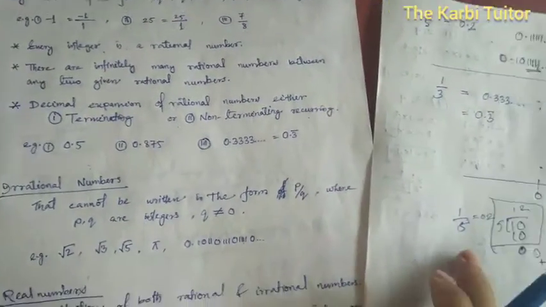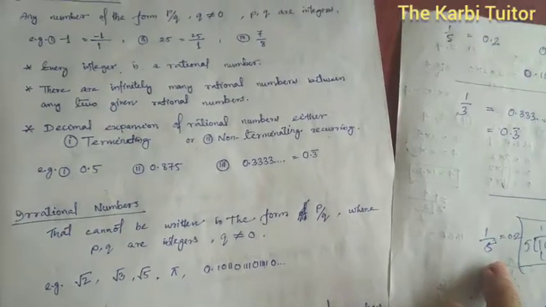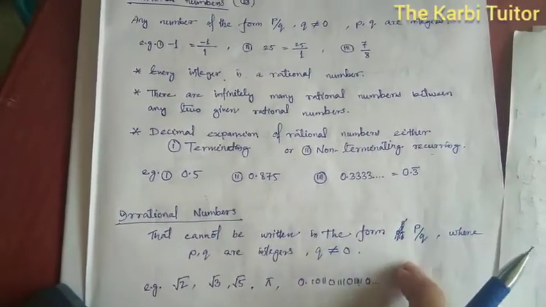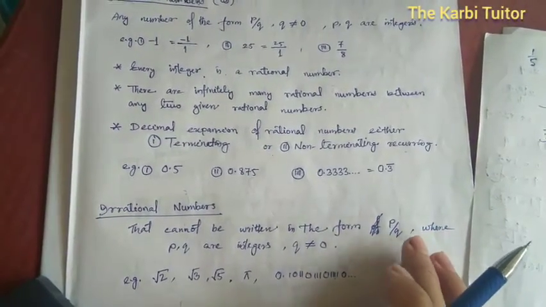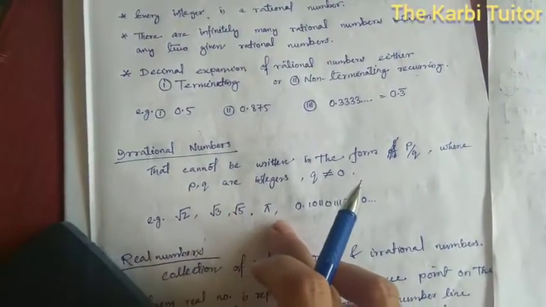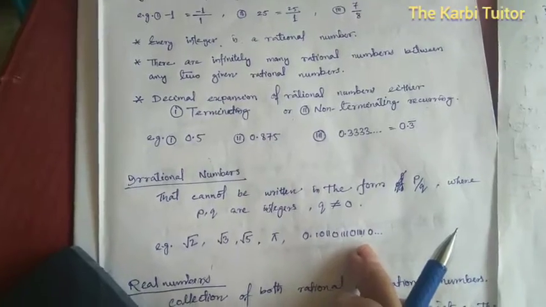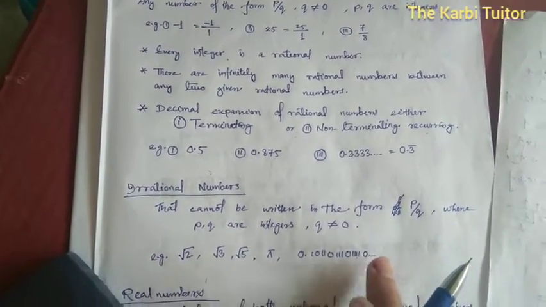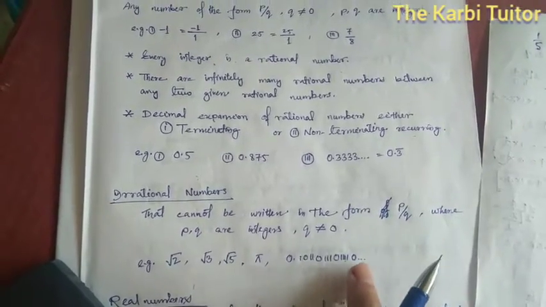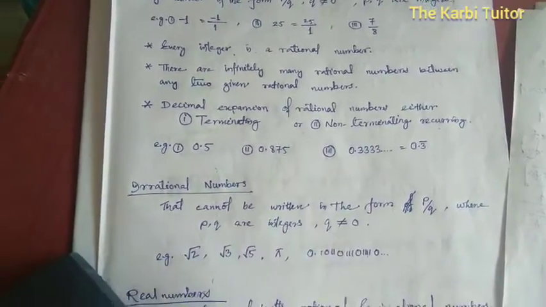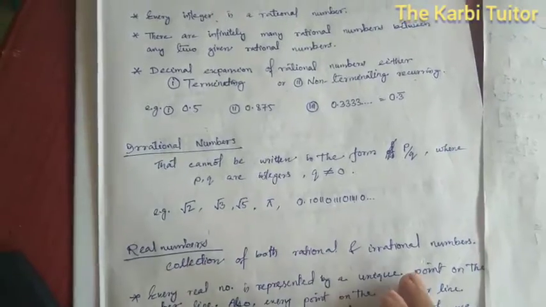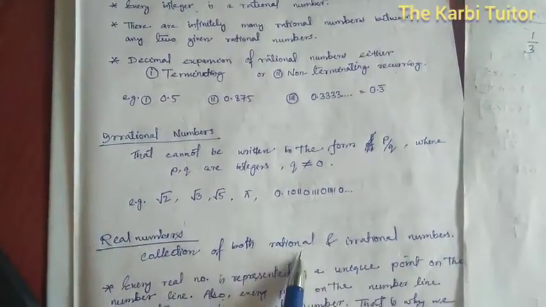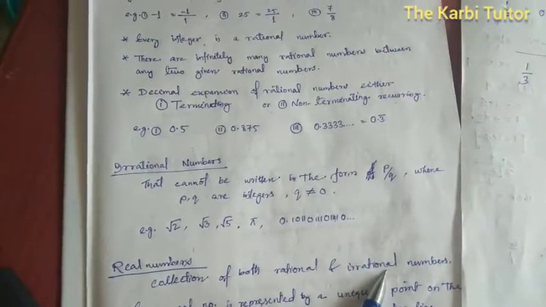0.2 is a rational number, not irrational, since it can be written in p by q form. Irrational numbers are like root 2, root 3, root 5, which are non-terminating and non-recurring. Terminating or non-terminating recurring numbers are rational numbers. Rational and irrational numbers together make up the real numbers.